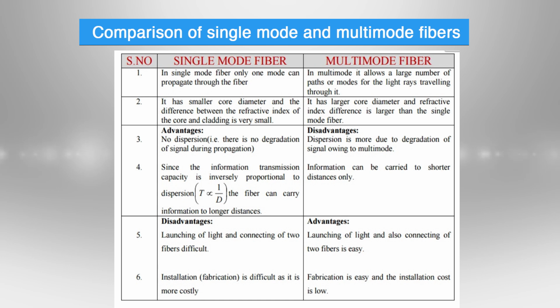Wavelength: if we compare wavelength of both the fibers, then single mode fibers operate at 1310 nanometer and 1550 nanometer wavelengths, whereas multi-mode fibers operate at 850 nanometer and 1300 nanometer wavelengths. By comparing these points, you can choose the appropriate type of fiber based on your specific requirements such as distance, bandwidth and cost. Now let us make a comparison between the step index and graded index optical fibers.